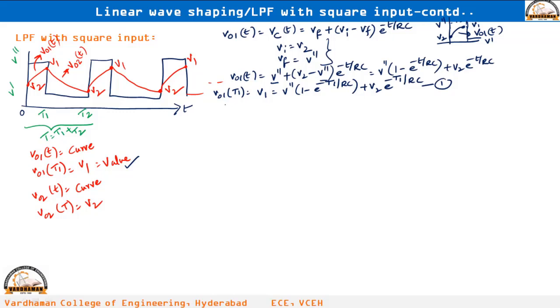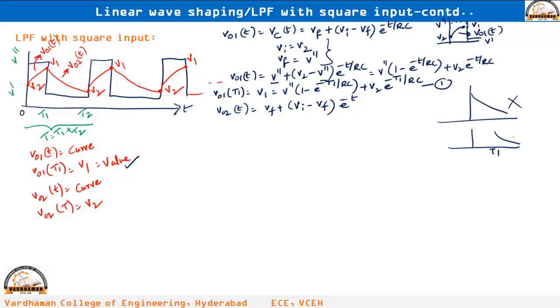Now similarly you write the equation for V2 of t. So V2 of t is also the capacitor voltage. Again I am taking the basic general equation, that is V final plus V initial minus V final into e power minus t by RC. But if I write t by RC, that is wrong, because this particular V02 of t curve starts at t equal to T1. It is not starting at t equal to 0. It is available from T1 seconds onwards. So it is not available like this, it is available like this.